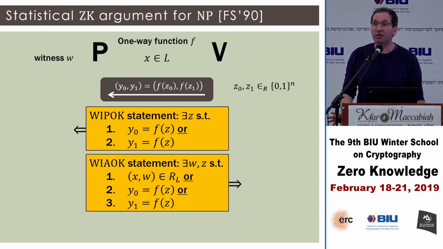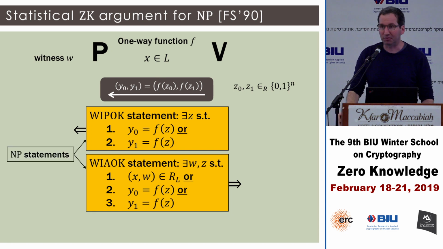Now the protocol is constant round, because each of its components is a constant round. The first component is 3 message, the second component is 4 message. So it's all fine in terms of constant round. And notice that these are NP statements. This is something that we need to use.